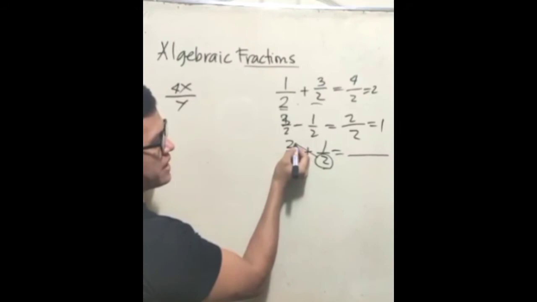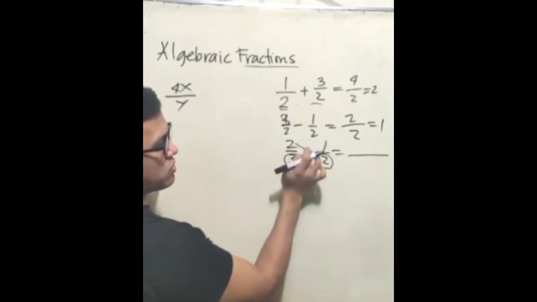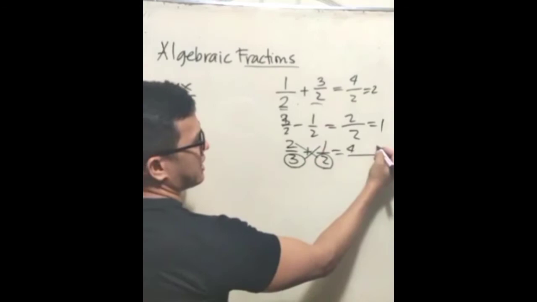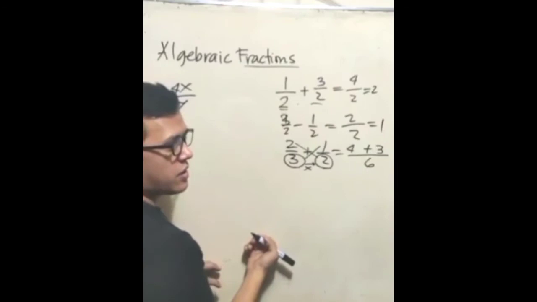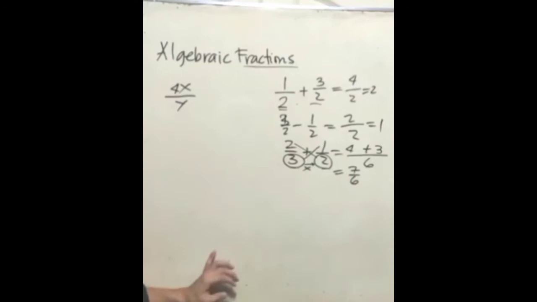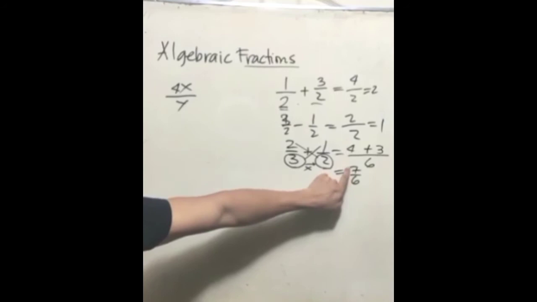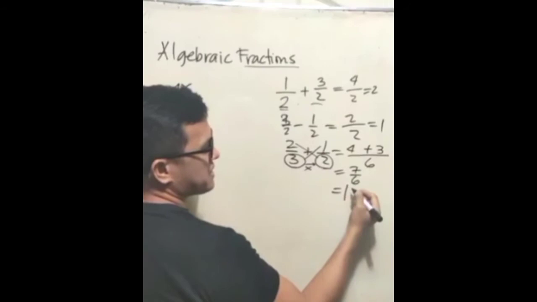Multiply the numerator by the opposite denominator: 2 times 2 is 4, and 3 times 1 is 3, with a plus sign between. Then multiply the denominators: 3 times 2 is 6. So 4 plus 3 is 7 over 6. This is an improper fraction because the numerator is larger than the denominator. 7 divided by 6 is 1 with remainder 1, so the answer is 1 and 1/6.